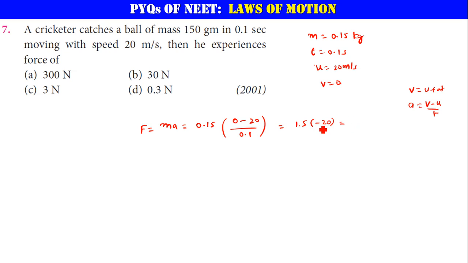Okay, it's nothing but 1.5 times 20, which is 30, minus 30 newtons. This is the force applied by the ball. So basically, what is the force experienced by the person? That will be 30 newtons, option B.